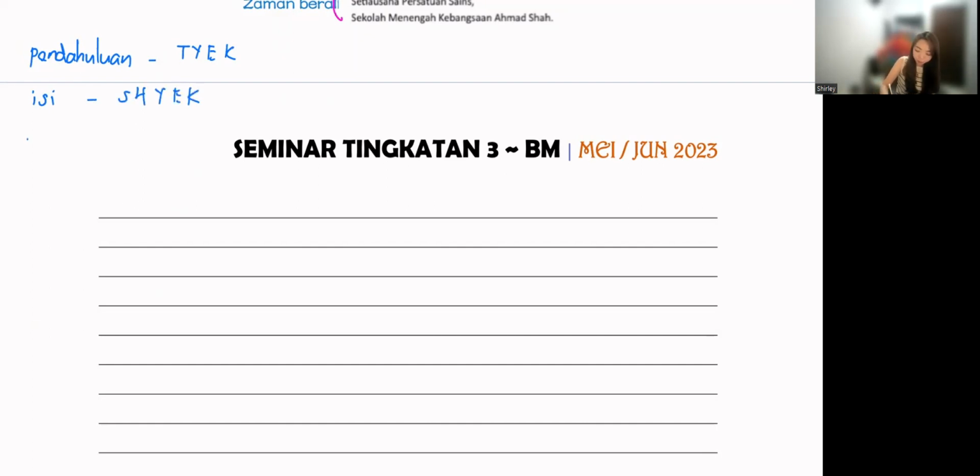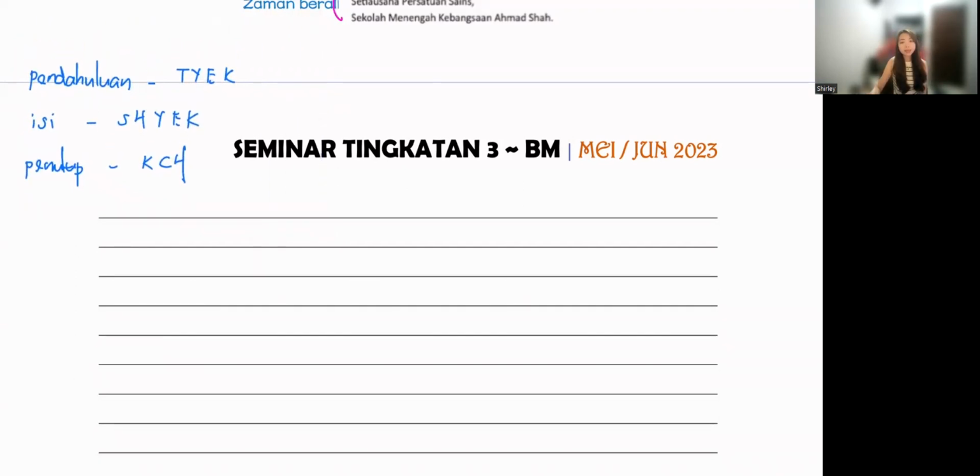Lastly, about the penutup. Yes, Adrian. Okay, I will add one thing, K-C-H. Because every time I don't write the K, my students always forget. Okay? So I move it down a bit. T-Y-E-K, S-H-Y-E-K, and K-C-H. How do you understand this and how do you play with the technique? All right. Remember that our kata kunci is usaha-usaha and the topic is memupuk daya kreativiti dan inovasi dalam kalangan murid. All right. So let's start the pendahuluan by using T-Y-E-K.